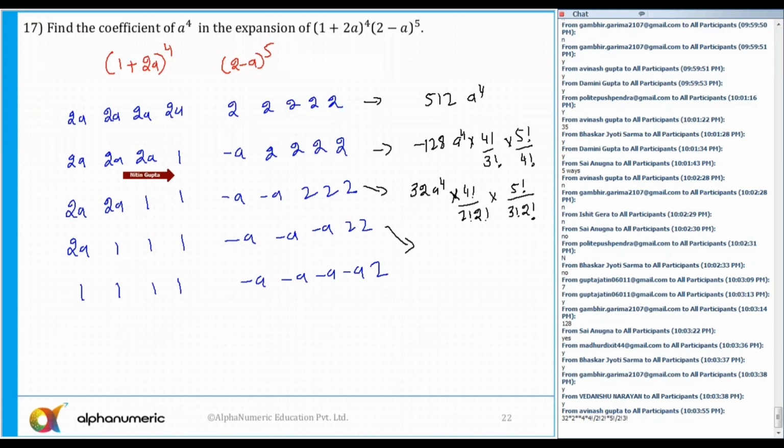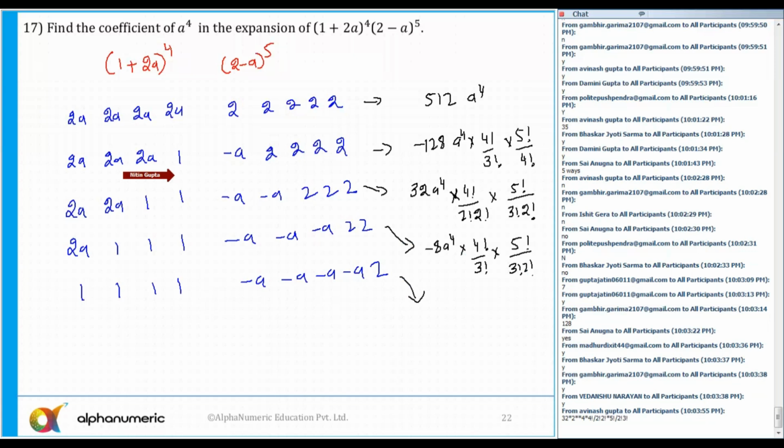And for the fourth group, I'll get 2 cube is 8. Here it will come out to be negative: minus 8 a raised to power 4. Arrangement of the first group, factorial 4 by factorial 3. And the arrangement within the second group is factorial 5 by factorial 3 into factorial 2.